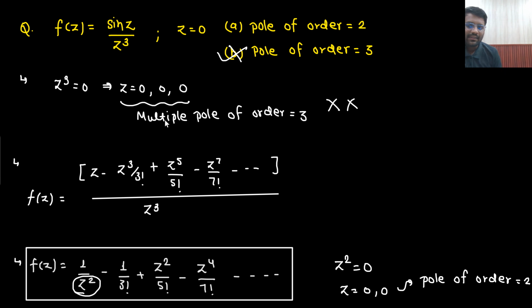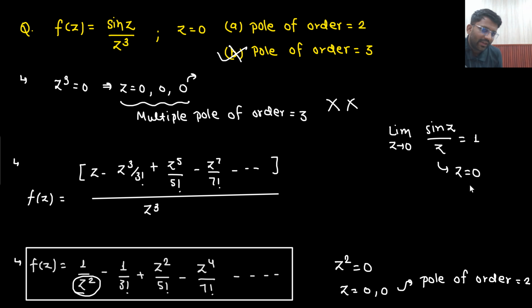What it is said is that these are the poles, but this 0 is removable. Limit z tending to 0 of sin z by z would be becoming 1. So one of the 0s is going into removable singularity. Removable singularity. Okay.